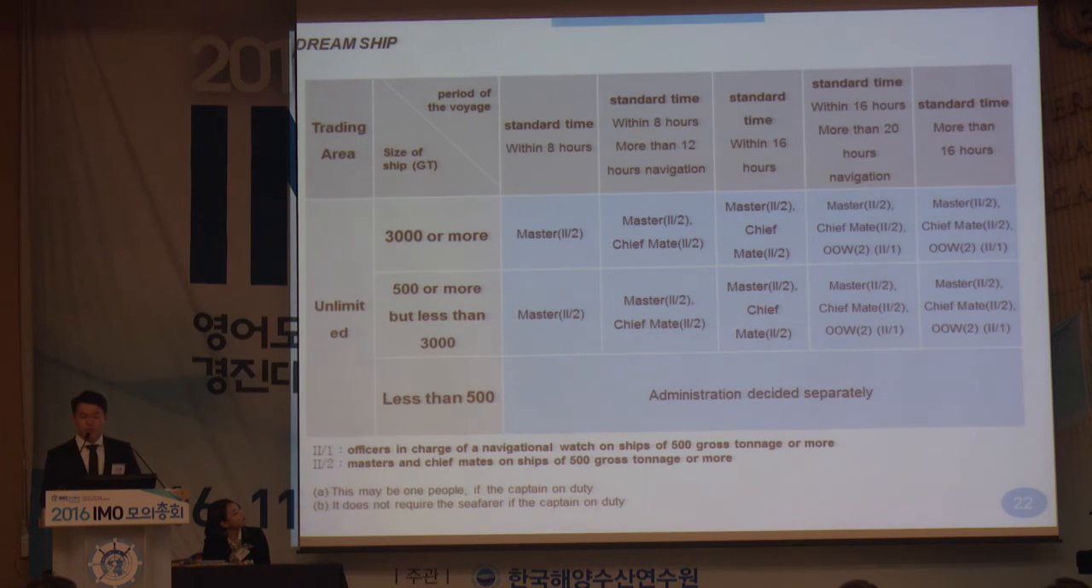This sample table is the minimum safe manning level based on size of ship and the period of the voyage. The period of the voyage division here is to secure compliance with the maximum working hours and the minimum rest time in the STCW Convention and the MLC Convention.